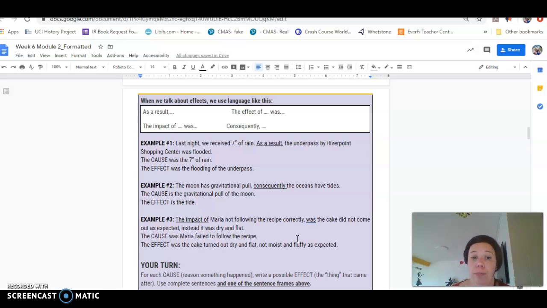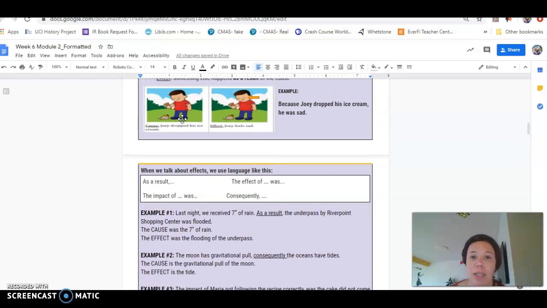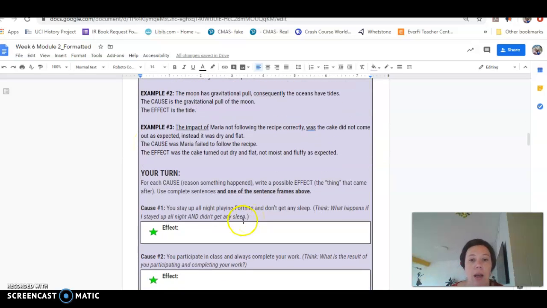So now it's your turn. You're going to be using one of these or something like that. My example up here at the top, because Joey dropped his ice cream, he was sad. As a result of dropping his ice cream, Joey was sad. The effect of dropping his ice cream caused Joey to be sad, that sort of thing. So for each cause, the reason something happened, you're writing a possible effect, the thing that came after, using complete sentences and one of the sentence frames above, or something that works effectively.